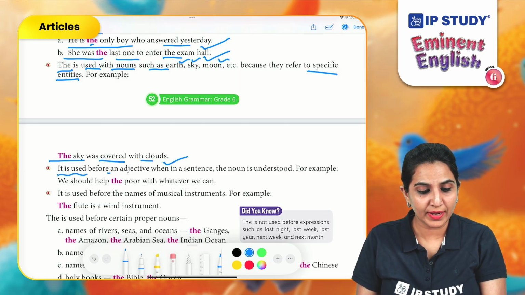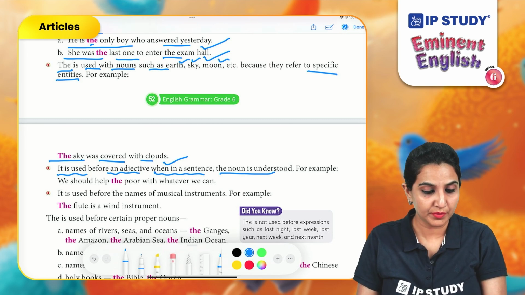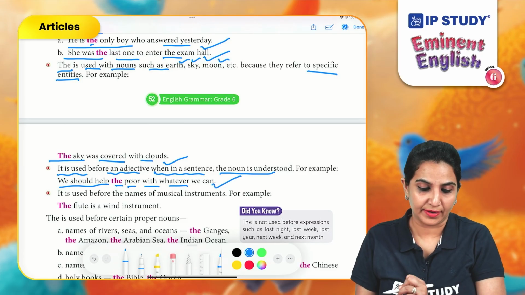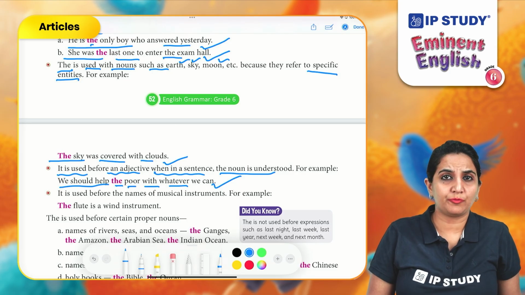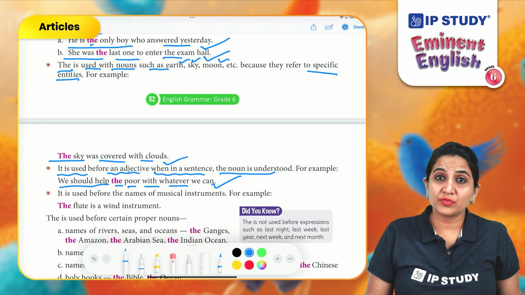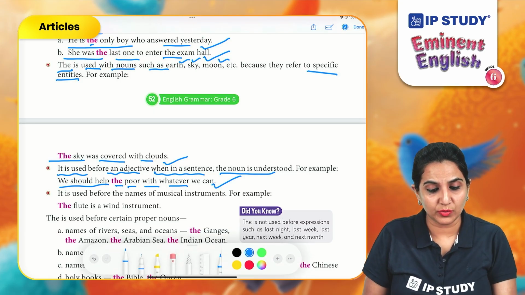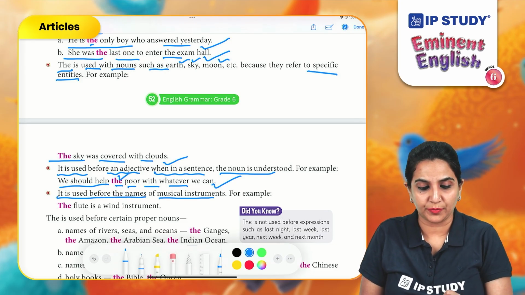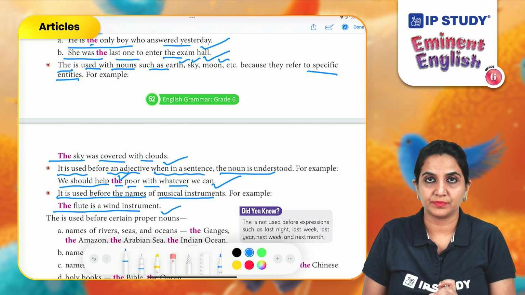It is used before an adjective when in a sentence the noun is understood. For example, we should help the poor with whatever we can. So here we understand we're talking about a poor class of people in general, right? So we understand the noun. So that becomes the specific section we're talking about. That is why we use article the with it. It is used before the names of musical instruments as well. For example, the flute is a wind instrument.